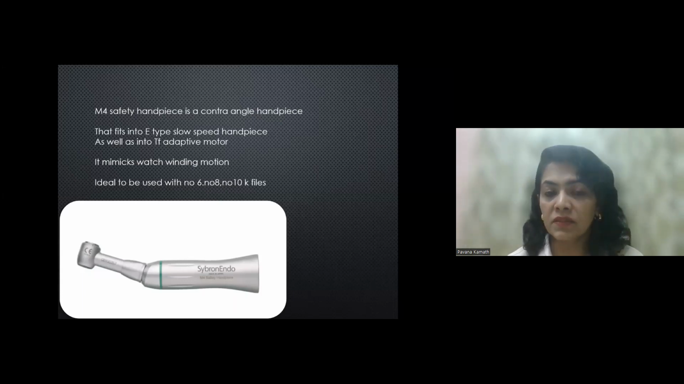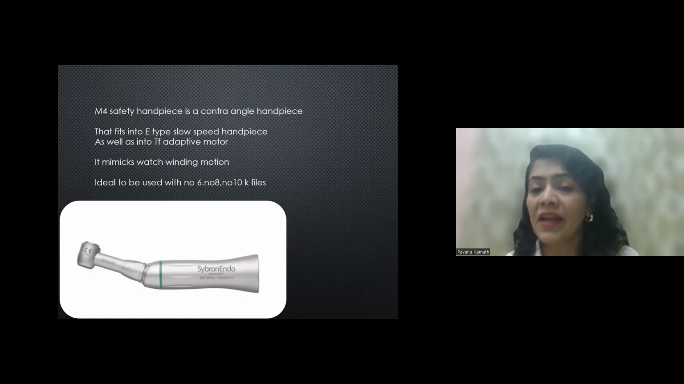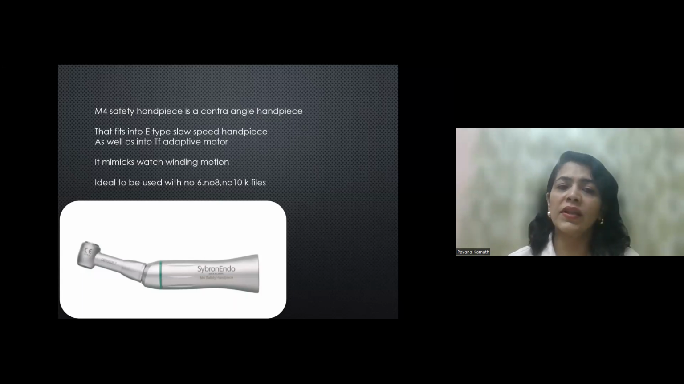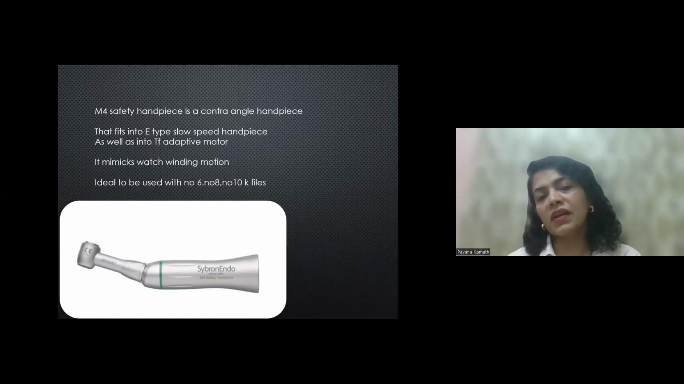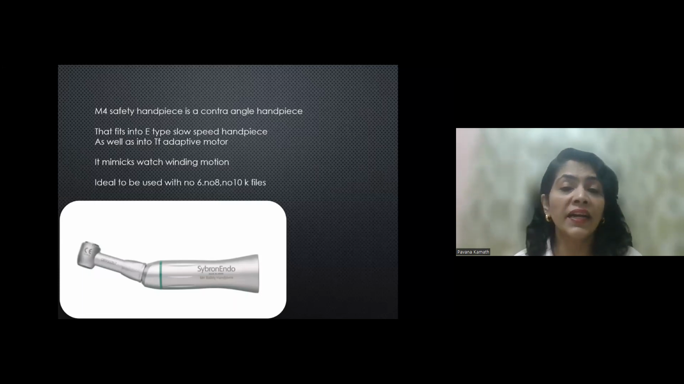One other method to enhance the hand files is by using the M4 safety handpiece, which is a contra-angle handpiece. This fits into both E-type slow-speed handpiece as well as into the TF adaptive motor. Now, the benefit of this handpiece is that it can plug in both number 6, number 8, as well as number 10K files, and it mimics the watch winding motion which we use to negotiate the root canals. So M4 safety handpiece gives the added benefit that we can establish a reproducible glide path much faster than when you do the hand instrumentation.